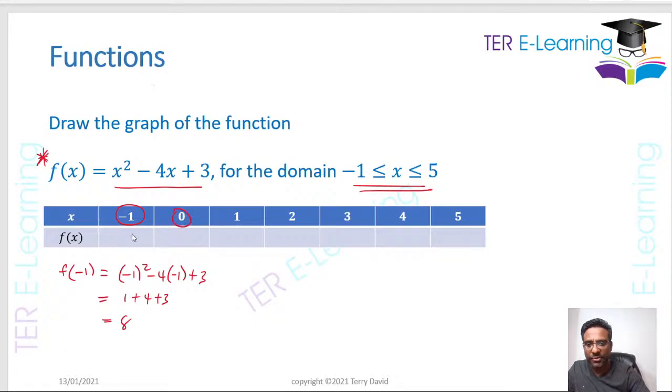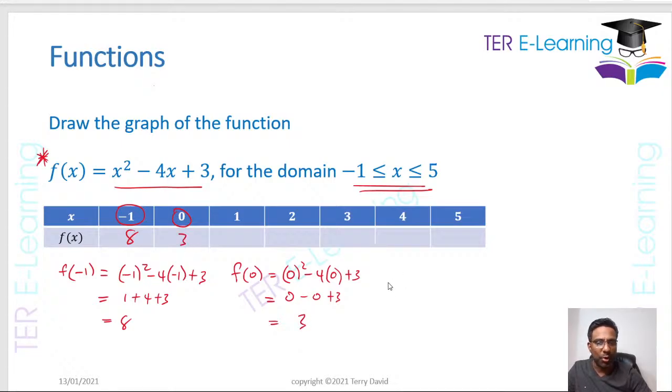Then this 8 you're going to put here. Then you're going to plug in 0. So f of 0 is going to be 0 squared minus 4 times 0 plus 3. So this is going to be 0 minus 0 plus 3, and this is going to be 3, right? I'm going to work out one more for you guys, right?